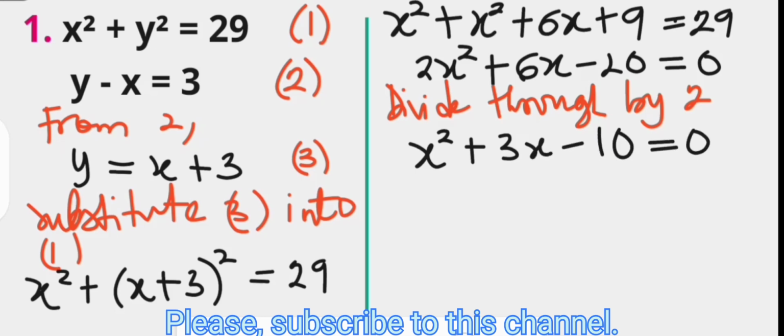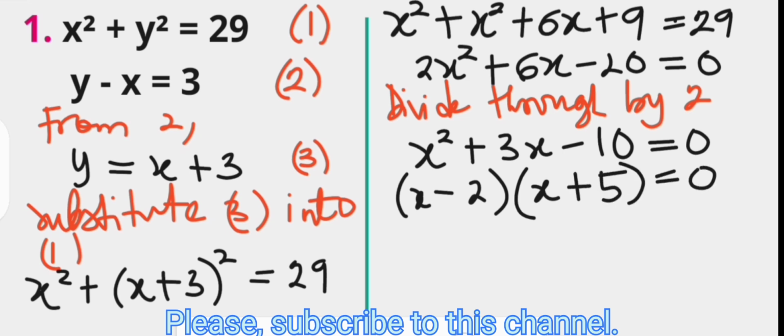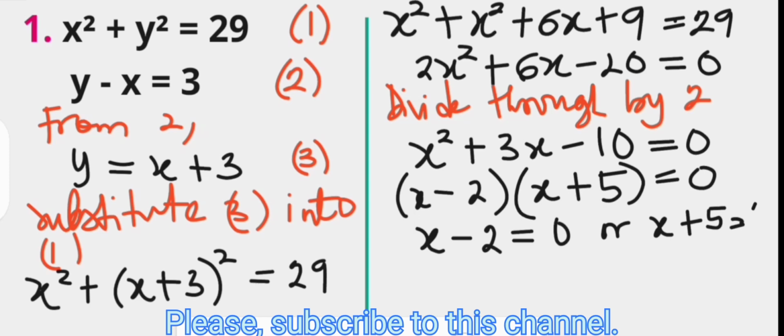This can be factored, as the factors of negative 10 that will give positive 3 are negative 2 and positive 5. So the quadratic equation factors as (x minus 2)(x plus 5) equals 0. And if x minus 2 multiplying x plus 5 is 0, it simply means that x minus 2 is 0 or x plus 5 is 0, meaning that x can be 2 from the first or x can be negative 5 from the second.